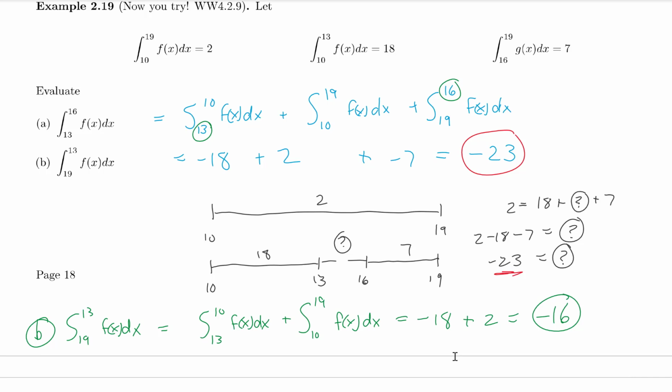So this page was pretty much just playing around with some of the known definite integral formulas. Give you a chance to write down some of those notes, and then we'll go ahead and move on to the next example.